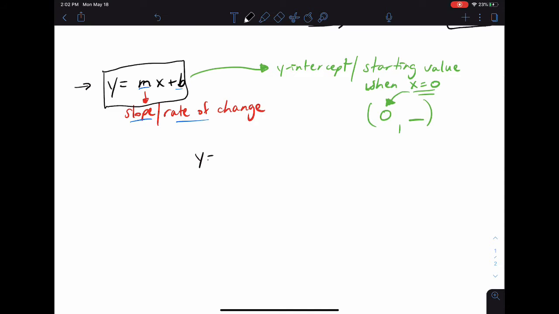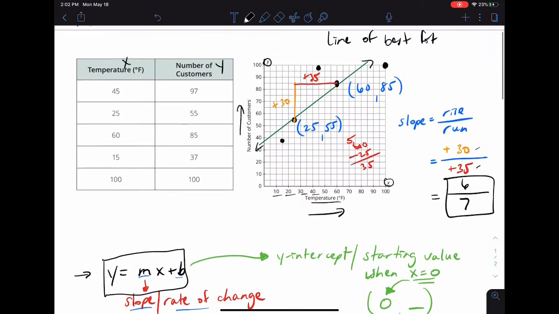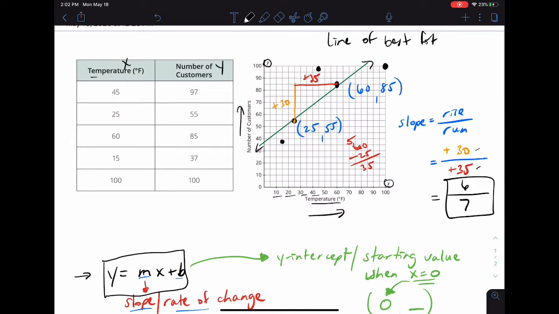So we know y equals, the slope is 6 over 7x plus, we don't know what that number is going to be. We know it's the starting value when x equals 0. And x, we know, is temperature. So from our line, it looks like it's somewhere around here. So somewhere between 35 and 40. Okay, but we need to get a better idea.